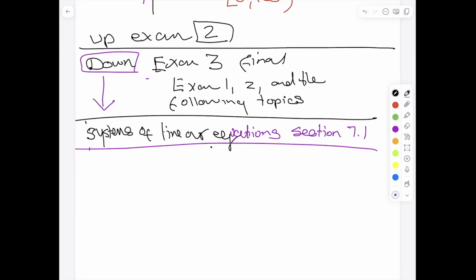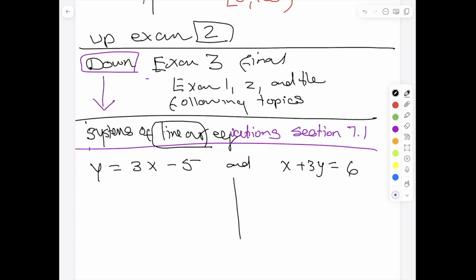So, since we're talking about lines, linear is a line. Let's look at this. y is equal to 3x minus 5, and x plus 3y is equal to 6. So you have those two lines. Is the line on the left, does that look like a line? Yes or no?